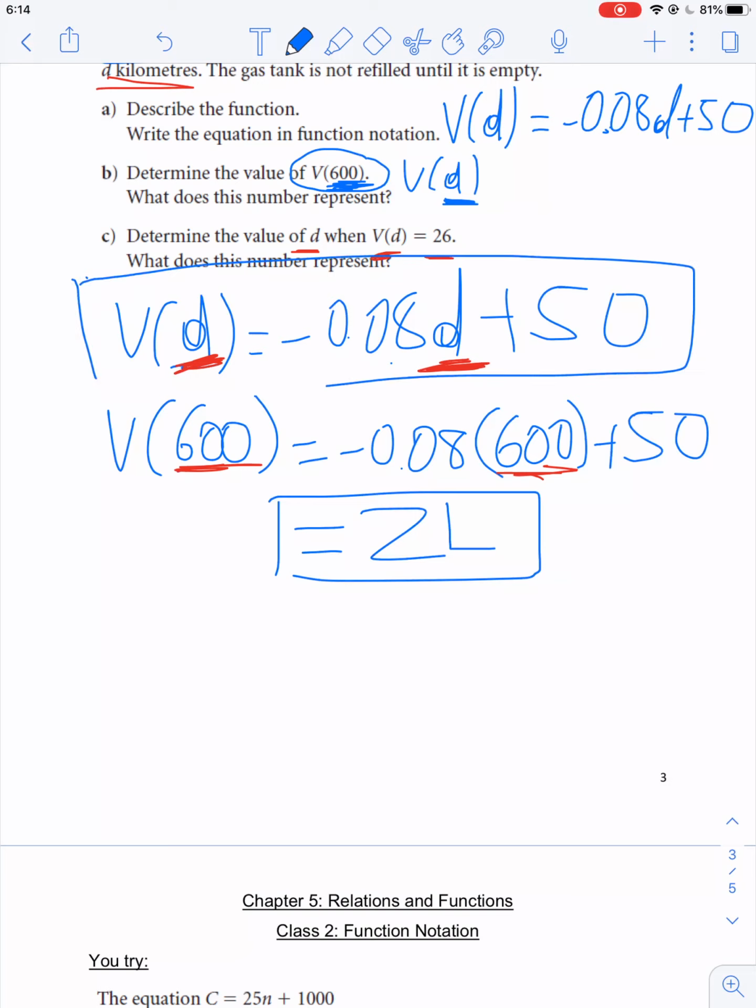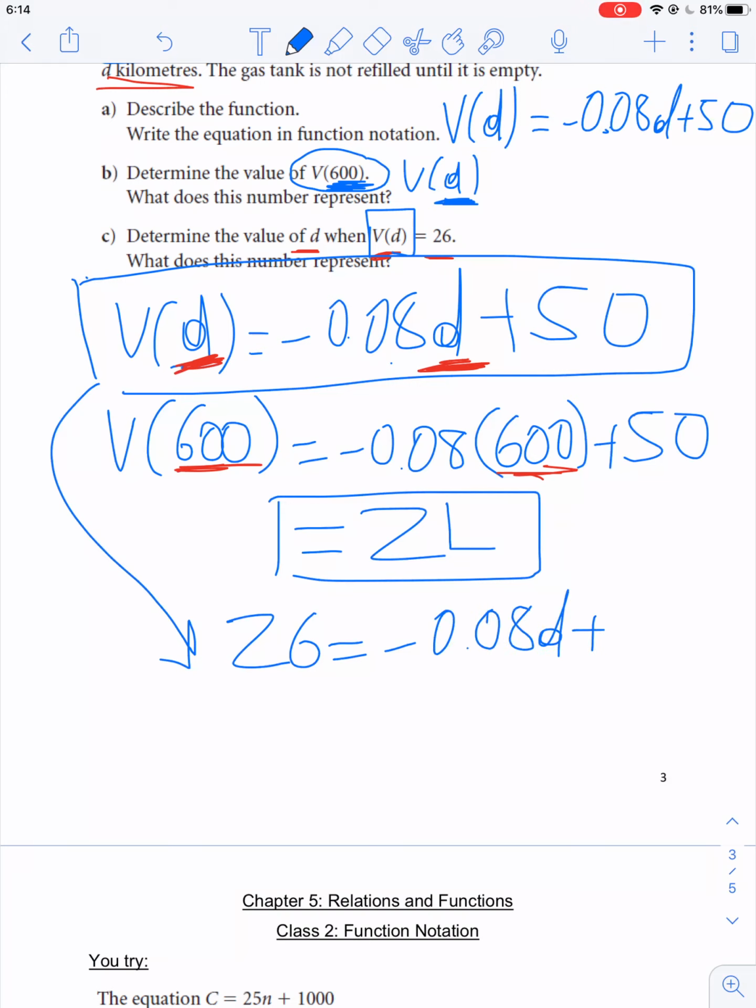Here they're telling you that v of d, not just d, equals 26. Before, it was just d equals 600. Now v of d equals 26. So the whole thing over here is v of d, and you're going to have to replace this by 26. I'm going to use this function and replace v of d by 26. So 26 equals minus 0.08 d plus 50.